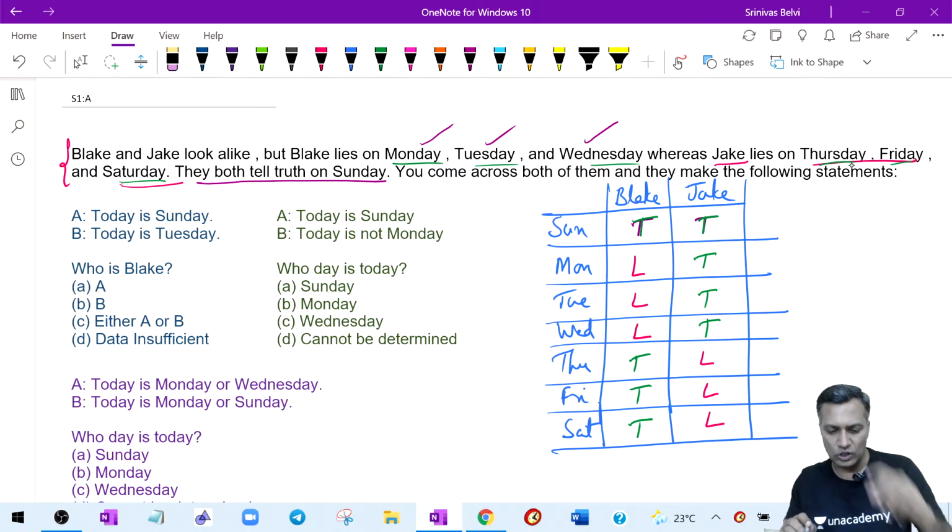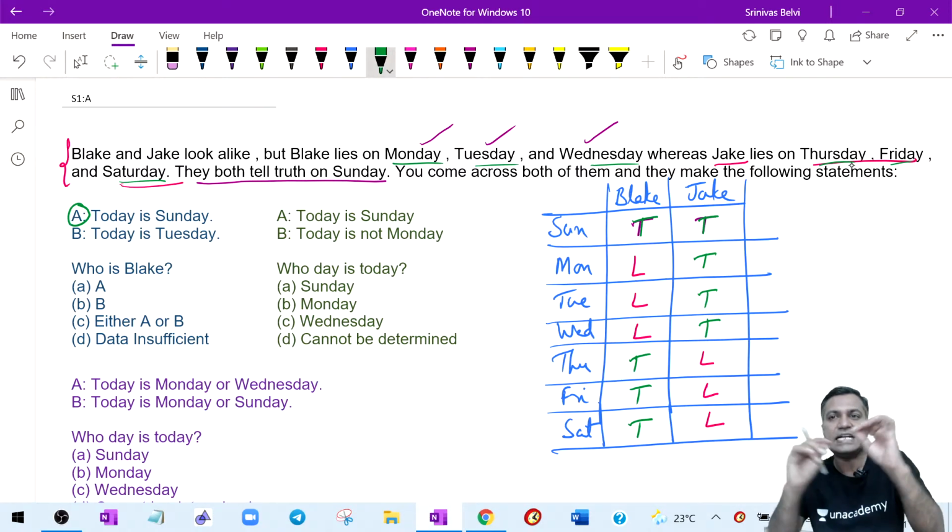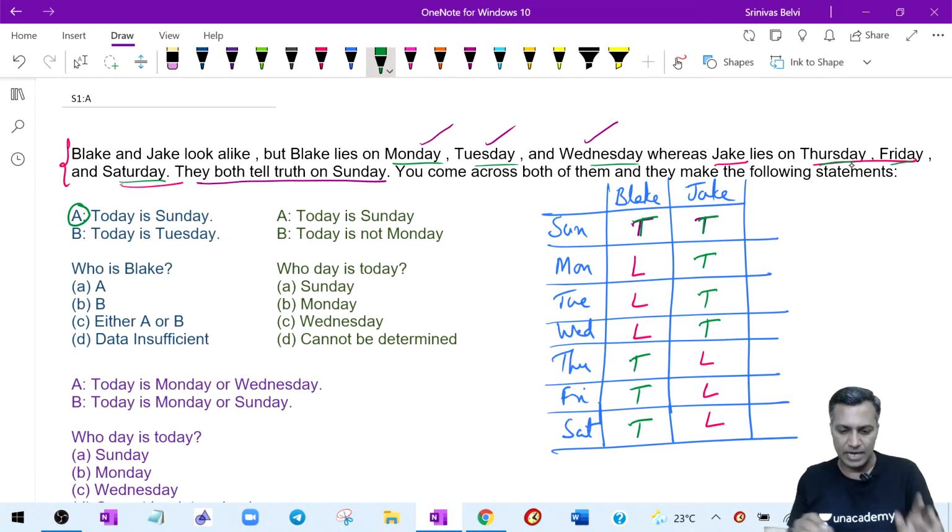So you spoke to two fellows. They are hidden. Their identities are concealed. One of them is named A, one of them is named B. But the point is, one of them is Blake as well. So the identity has been hidden. Now he's asking that A made a statement, B made a statement. Can you tell me who is Blake out here?